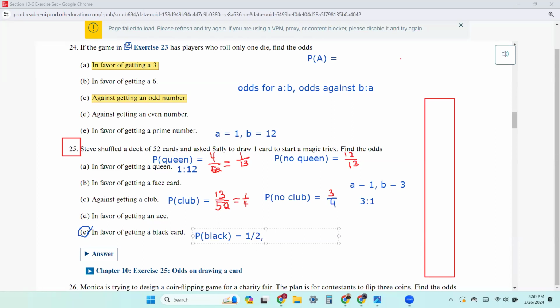So the probability of not black is also going to be 1/2. Because 1 from 2 gives us 1. So then our odds in favor of getting a black card are 1 to 1. So 1 to 1 just means it's even, what somebody might call even odds, because half the deck is red and half the deck is black.